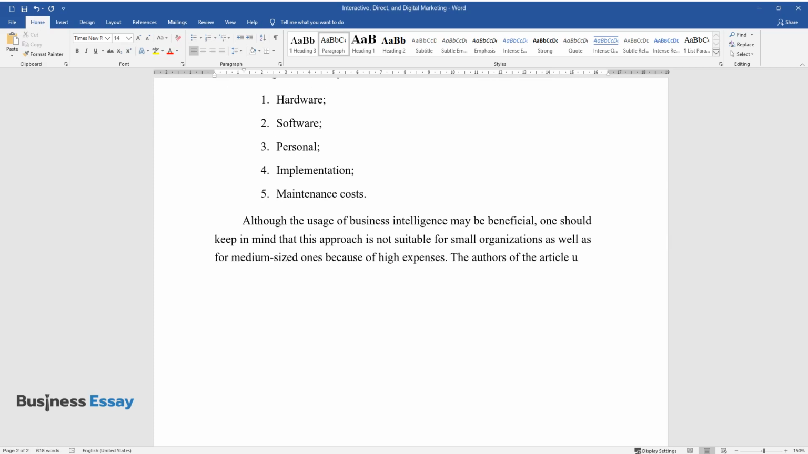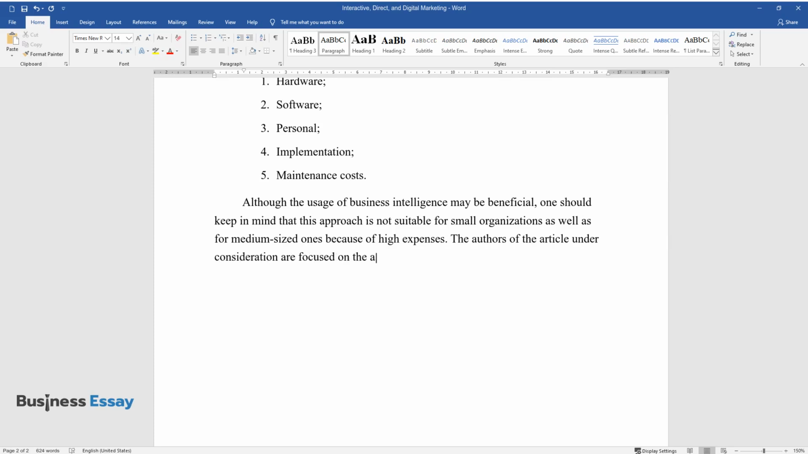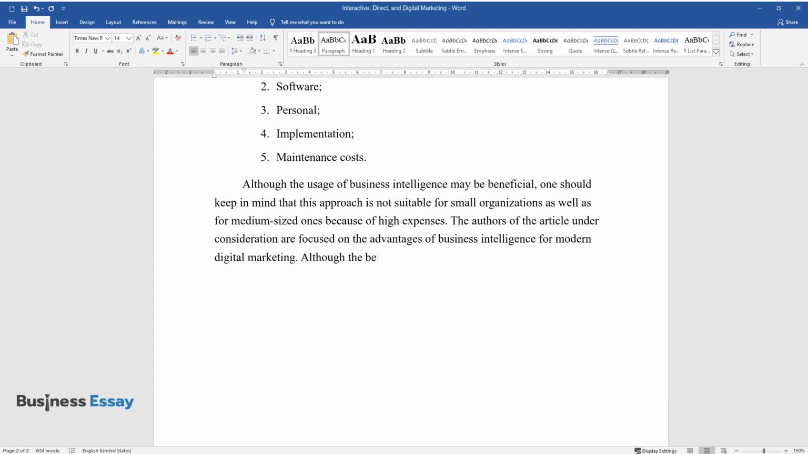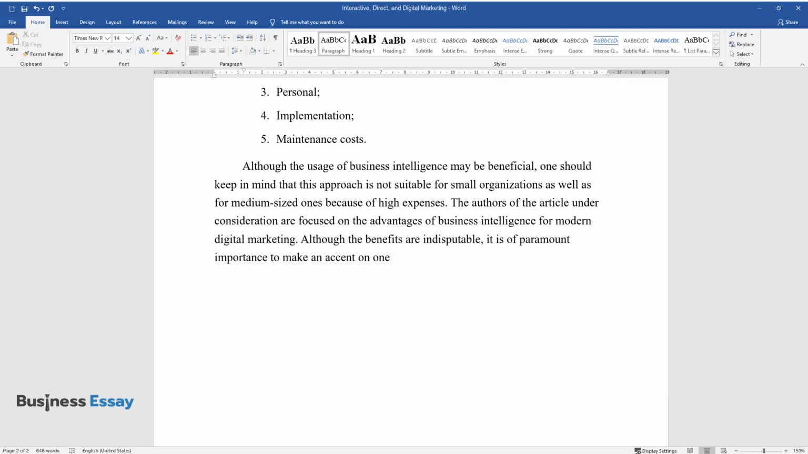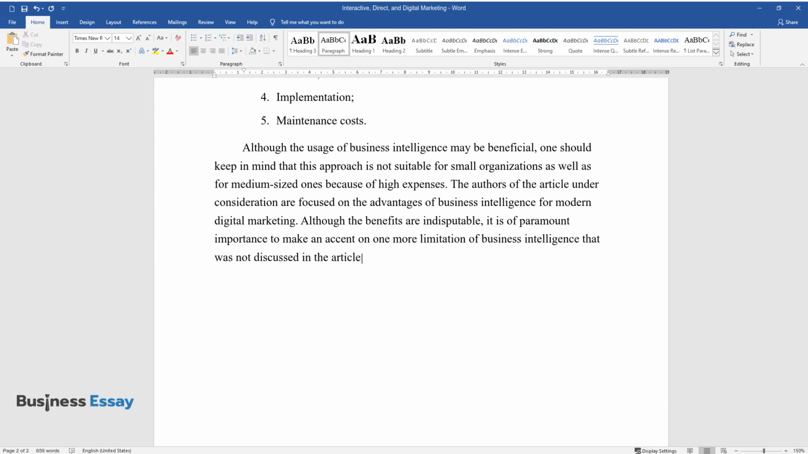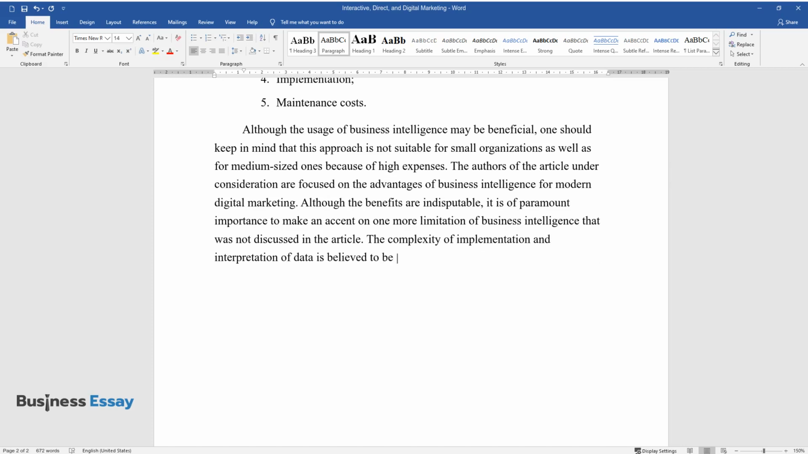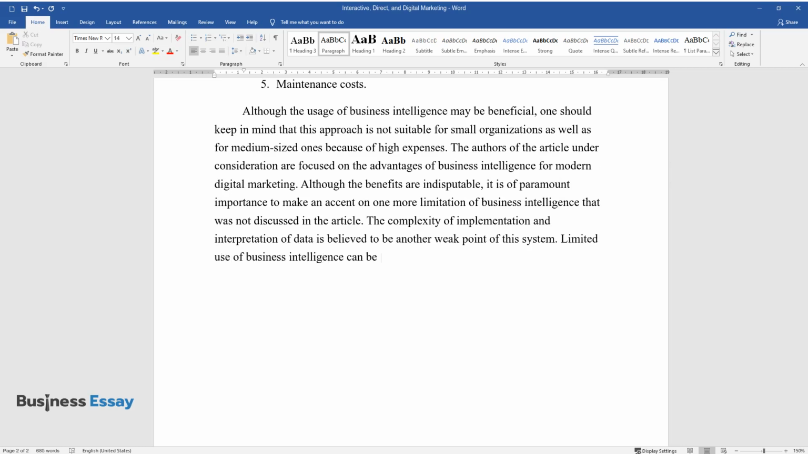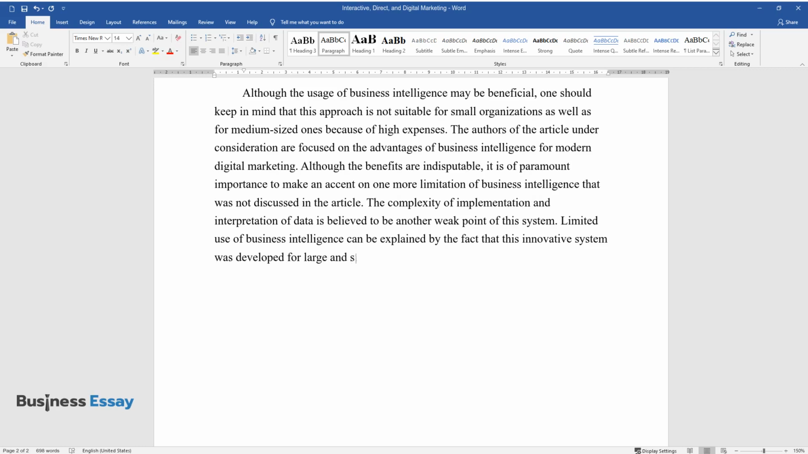The authors of the article under consideration are focused on the advantages of business intelligence for modern digital marketing. Although the benefits are indisputable, it is of paramount importance to make an accent on one more limitation of business intelligence that was not discussed in the article. The complexity of implementation and interpretation of data is believed to be another weak point of this system. Limited use of business intelligence can be explained by the fact that this innovative system was developed for large and successful companies to estimate their buying potential.